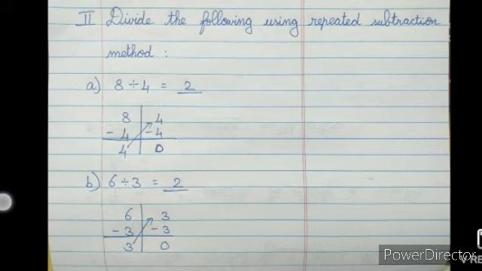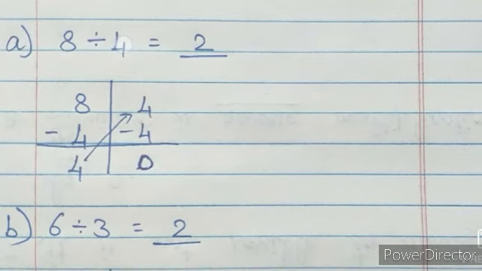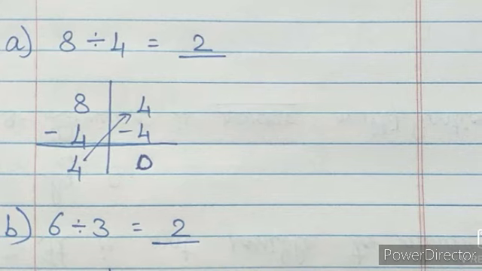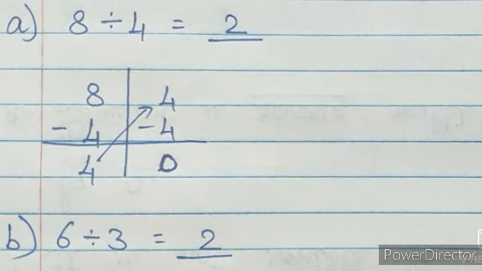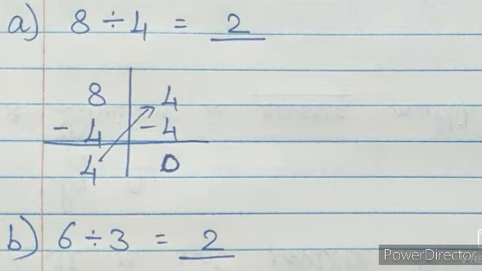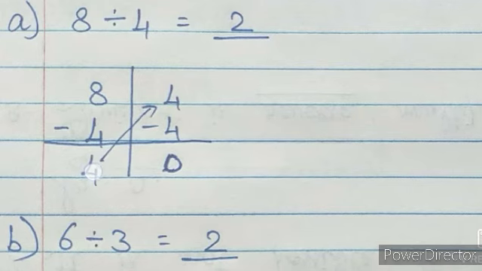Now look at the first one. 8 divided by 4. So you have to subtract 4 from 8 till you get 0. So write 8 here minus 4. Say 8 in your mind. Take 4 fingers before 8. 7, 6, 5, 4. So answer is 4.